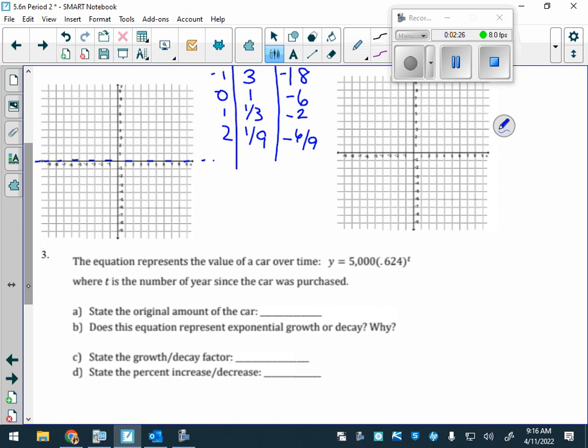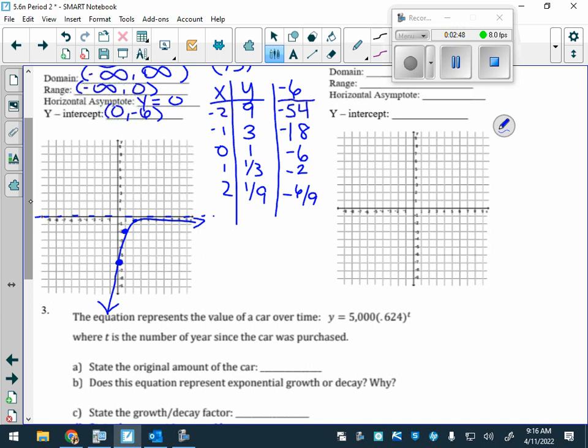Okay. So when we plot these points, we have 0, -6, 1, -2, 2 and 2/3, will look like this. The reflection and the stretch both occur. Do I expect you to graph -54 and -18? Absolutely not. But so you know the direction of the graph, the table helps you see that.